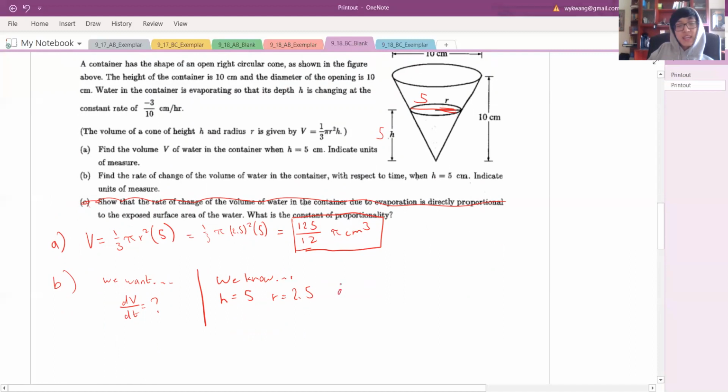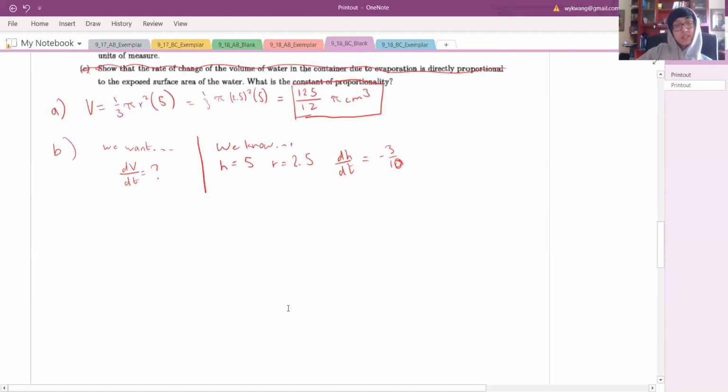So we're told that dh over dt right now, because this is the rate of change for height over time, dh over dt, the depth h is changing at a constant rate. We're told this straight up, -3 over 10. That's constant. It doesn't change. They just give it to us. Cool. So that's all we know.